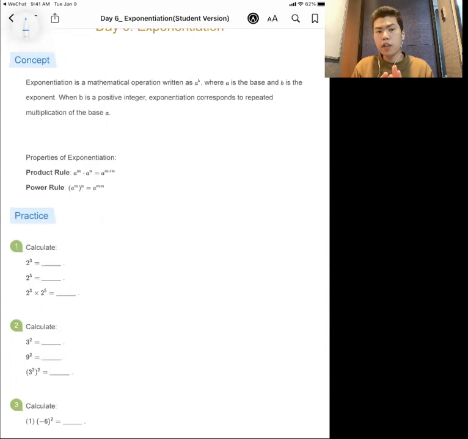Okay, so we know that exponent is an operation, and since this is our first day talking about the exponents, let me first give you the basic definition of the exponent. So what does it mean to raise a number a to the power of n? What does this operation mean?